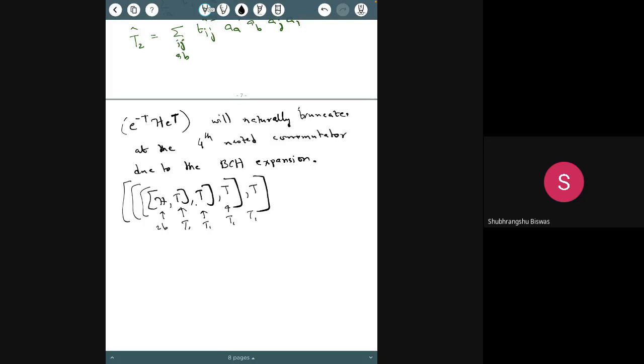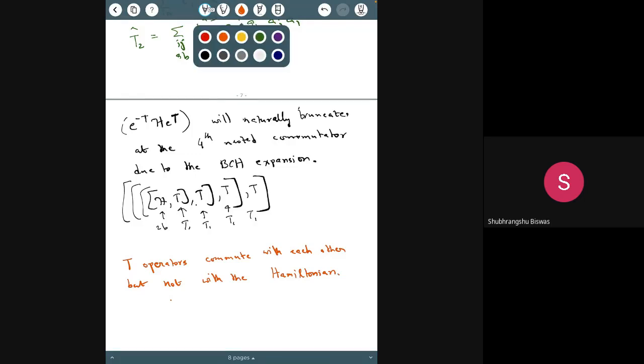Now, the other thing which is obvious if you work it out, but I will still mention it because you are hearing it, is that the T operators commute with each other, but not with the Hamiltonian. Okay. Can you see that?